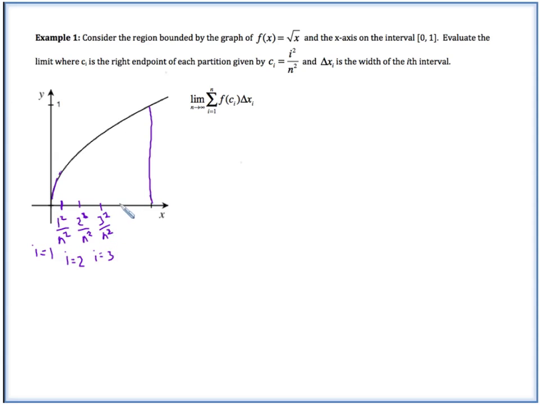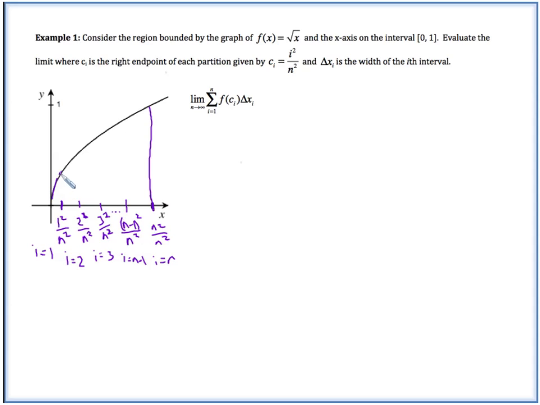This just continues on and on until i equals n minus 1, which would be n minus 1 squared over n squared. Then it goes all the way up to n squared over n squared, because i equals n at the end of our interval, 0 to 1. Don't worry too much about how we found this; just realize that this is how it's going to be partitioned.